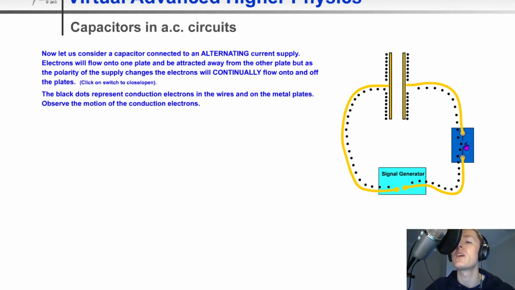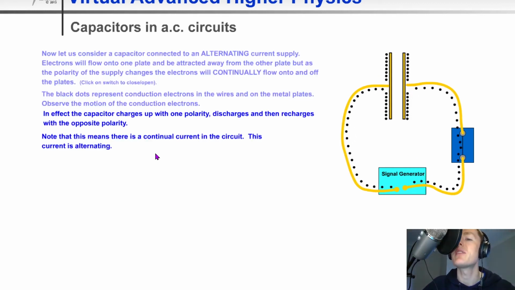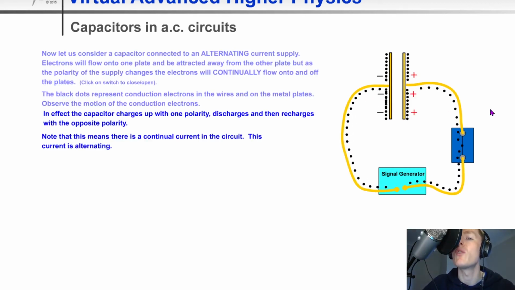If I close the switch here, you'll notice that the black dots are representing the electrons flowing onto and off of the plates, and these are also flowing through the wires. You'll also notice that the plates are charging up on one side and then discharging and then charging up on the other side and then discharging. And remember, we've got an AC supply, which is the signal generator, so this means we have this continual charging and discharging of the opposite plates.